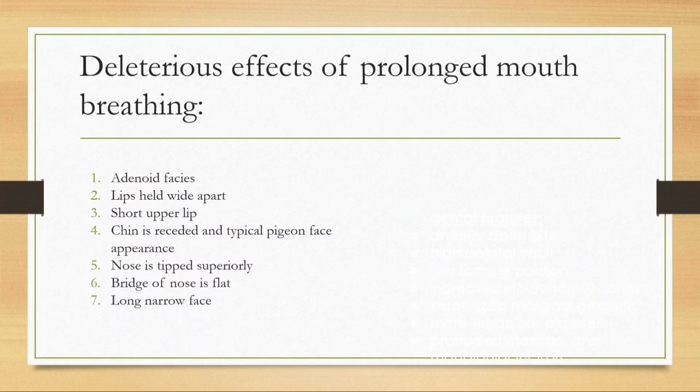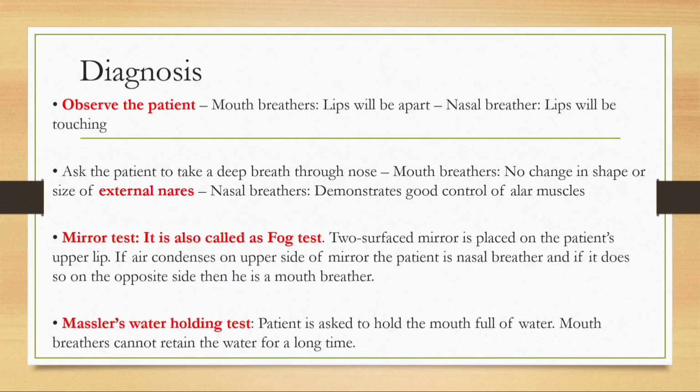So what are the deleterious effects of mouth breathing? We know mouth breathing can cause adenoid faces, that is, a long face, lips held apart, a short upper lip, a receded chin and a typical pigeon face, the nose tipped superiorly, the bridge of the nose flat, and a long narrow face. All are the problems of mouth breathing.